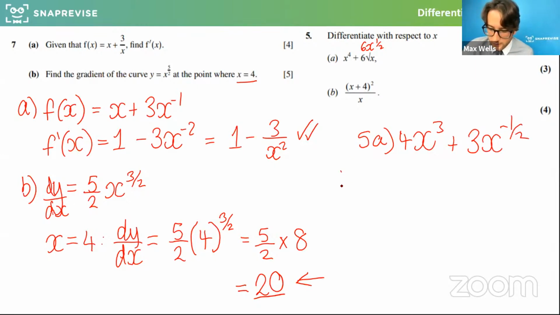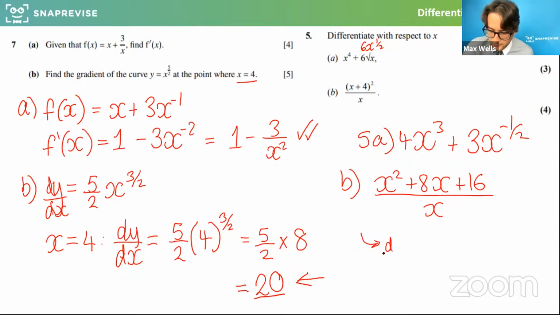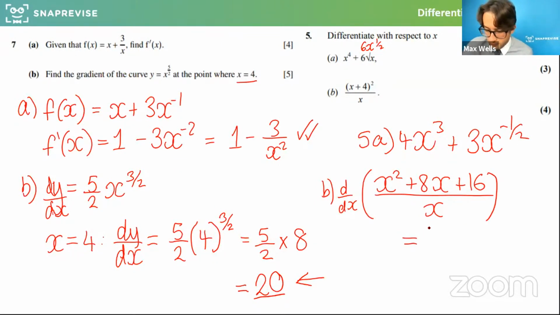And then differentiate this. So for part B, I think I would first of all expand it as x squared plus 8x plus 16, and it's all being divided by x. So if I differentiate that, d/dx of that, let me write that up there. The derivative of all of this is equal to, well, that will cancel.